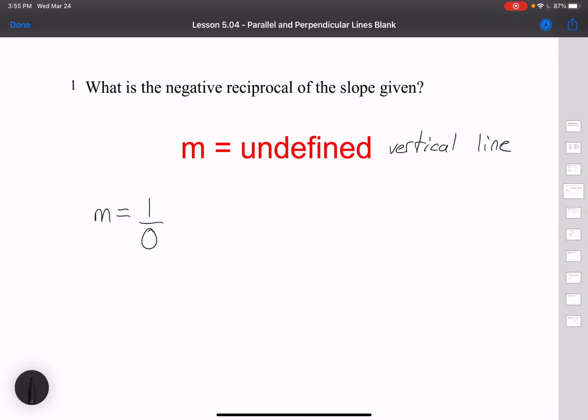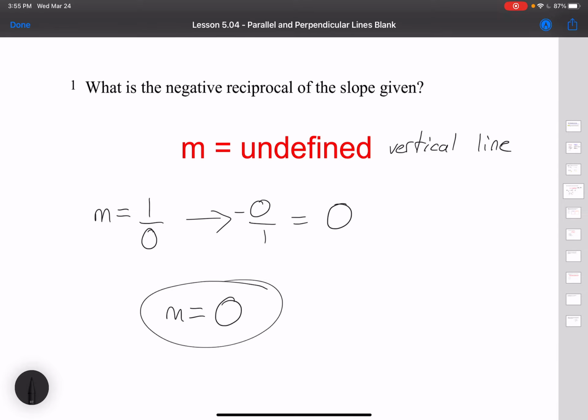But if you flip this fraction, that would become 0 over 1. And you could take the negative of that, but this is just 0. And so in fact, the negative reciprocal of undefined is just 0. And if we think of that in terms of actually graphing lines, undefined means you have a vertical line. Exactly 0 means you have a horizontal line. And so those two we do know are perpendicular to each other. They make a 90 degree angle.